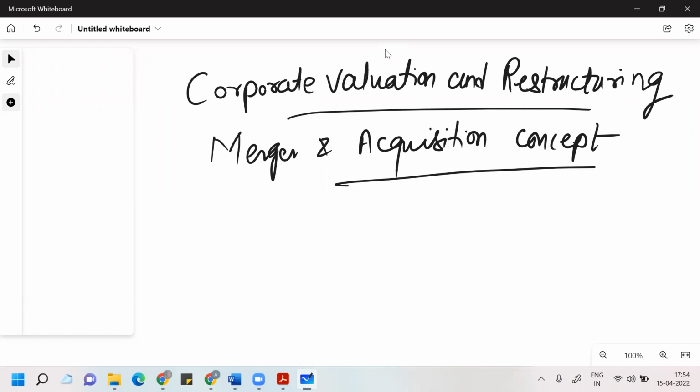Here in this class, we'll discuss the mergers and acquisition concept of the subject called corporate valuation and restructuring. While studying the concept of mergers and acquisition, you know that whenever one company acquires another company, either the acquisition is done in the form of cash or on the basis of stocks. Whenever we do this, we need to determine the exchange ratio.